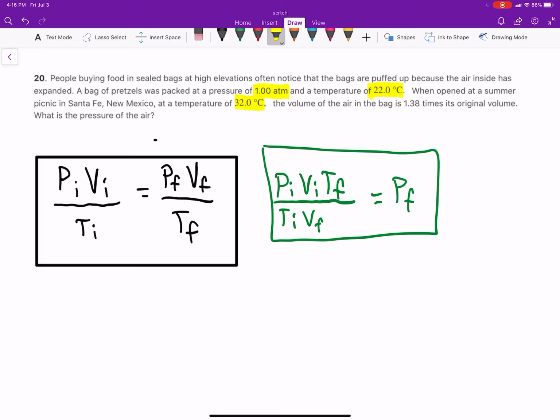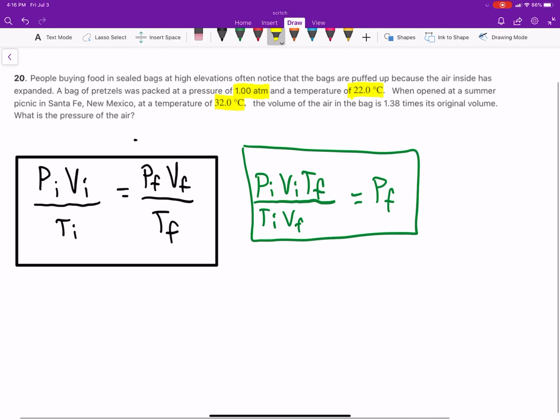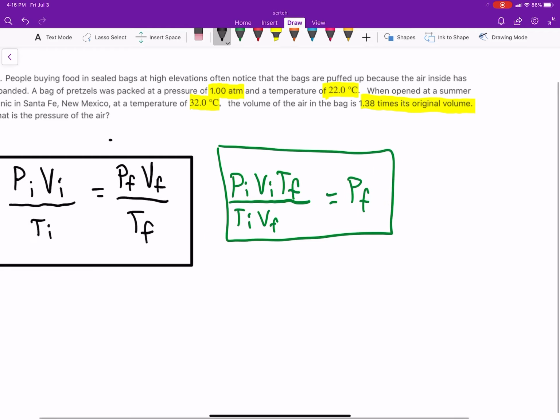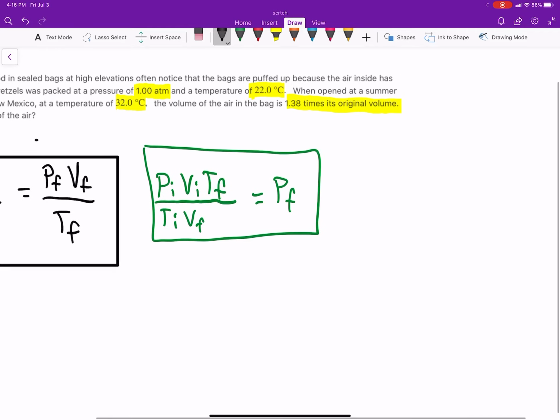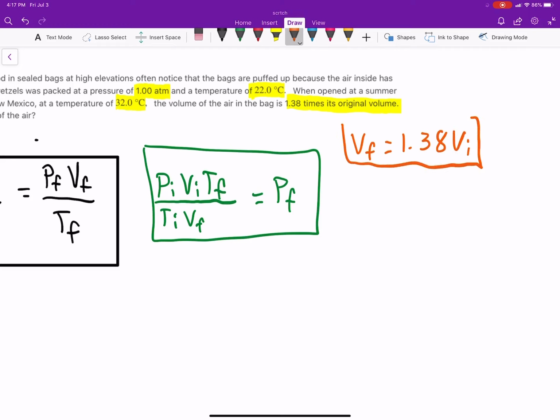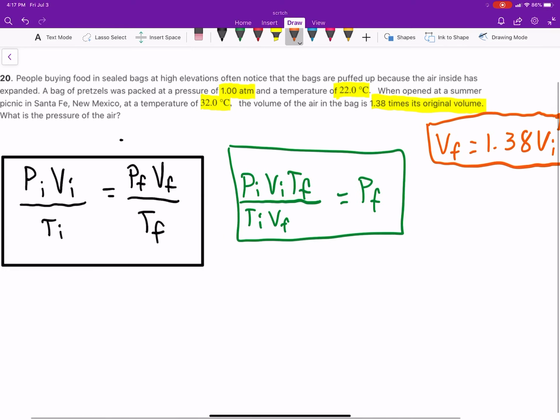And we know something about the volume. So let's interpret the volume because that's the only one not explicitly given. It says the volume of the air in the bag is 1.38 times its original volume. So in other words, V final is equal to 1.38 V initial. And this relationship is something we'll need to solve this equation.